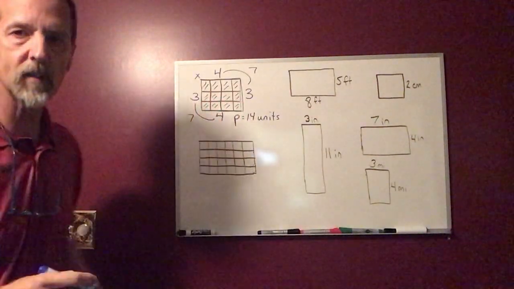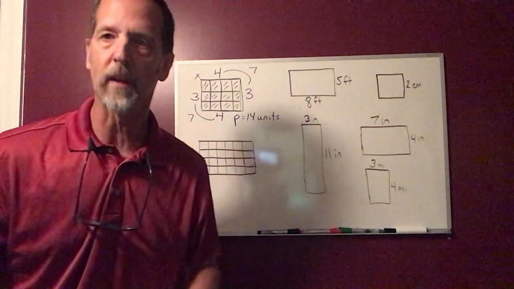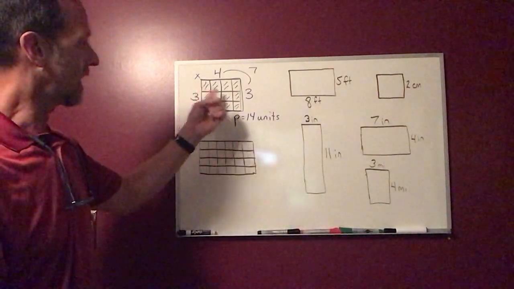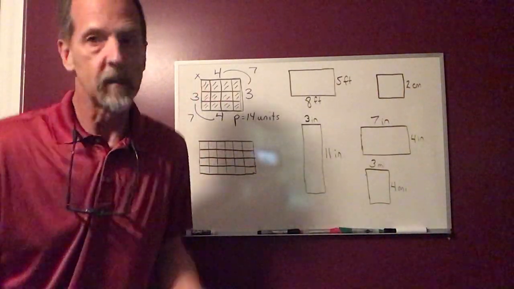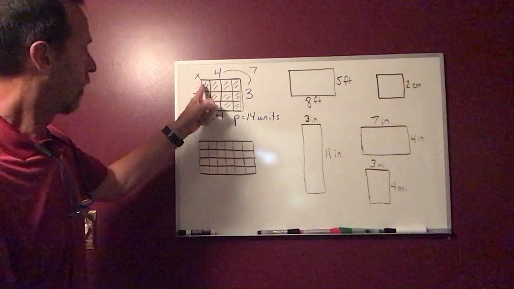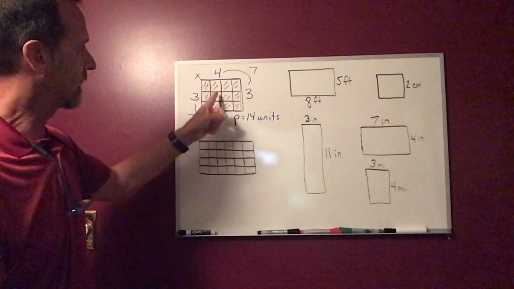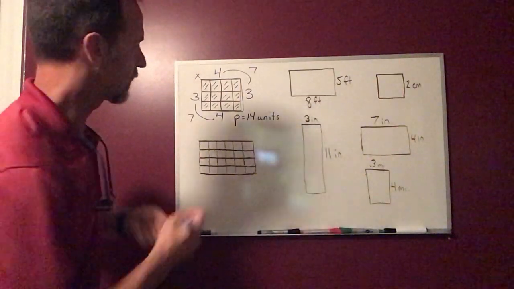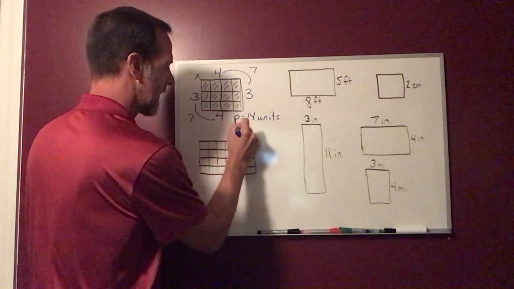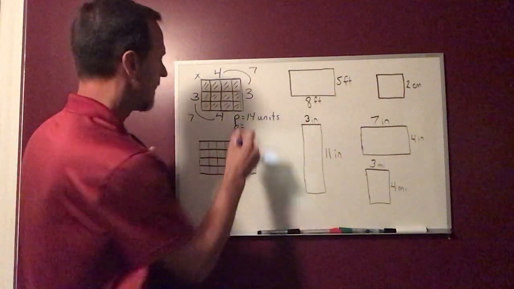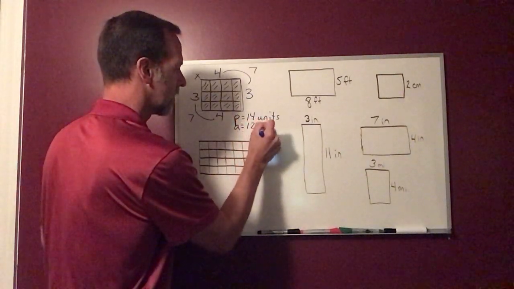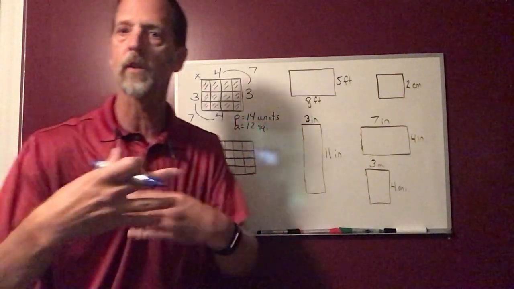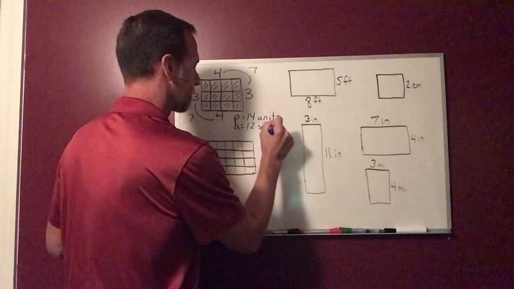Well, when you have squares like this, area is really easy. All you have to do is simply count the squares. You simply count them. 1, 2, 3, 4, 5, 6, 7, 8, 9, 10, 11, 12. There are 12 square units. Area is always given in square units because that's what you do with area. You count the squares. All right?